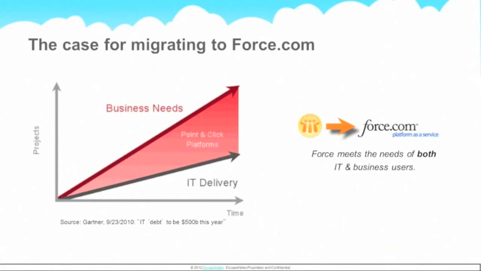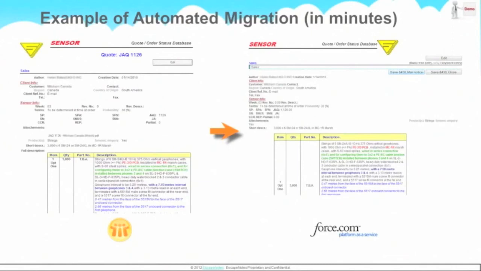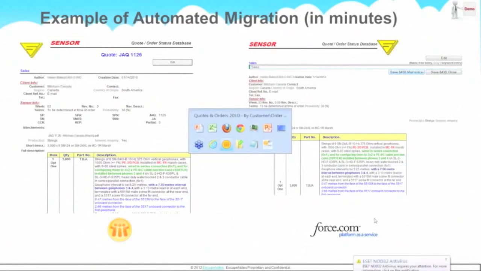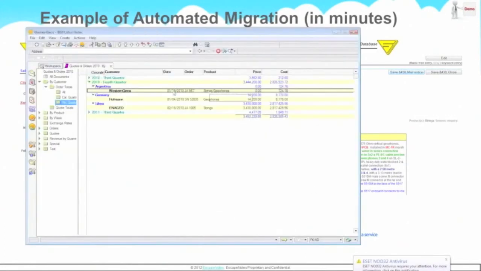And the way to show that is perhaps in the migration component of EscapeNotes. So what you see on the left is a Notes application, and actually I could probably show you that. So on the left, there are no smoking mirrors. This is a classic Notes application.